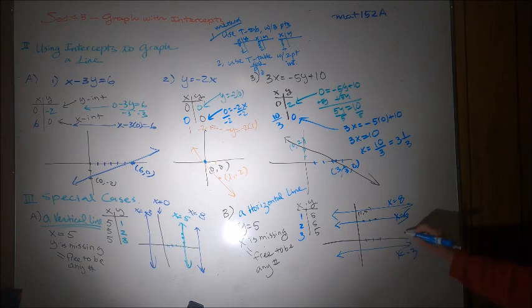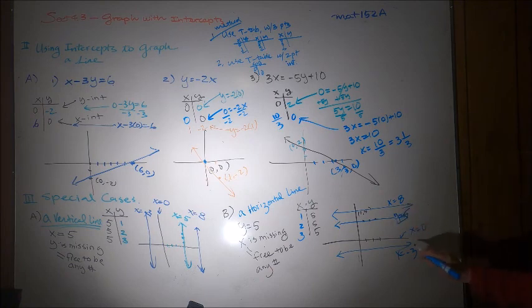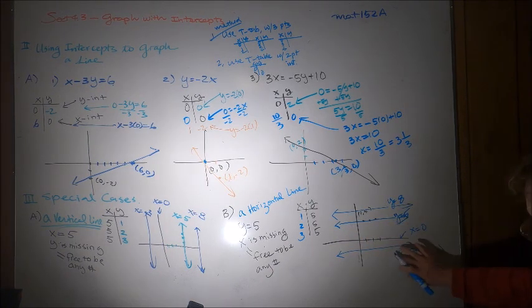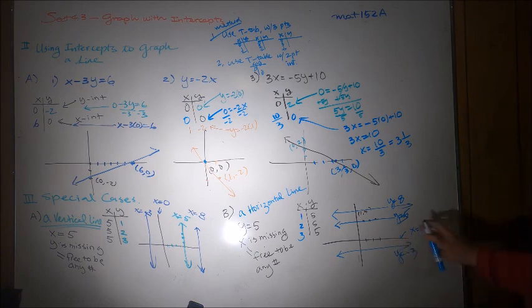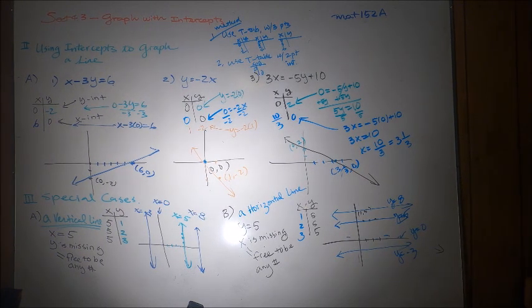Then x-axis would be what? X is 0. Oops, that's not right. Should be y. No wonder it looks funny. So that would be y equals 5. That's y, because x is free to run. All right, sorry. So that would be y equals 0 for this line. X can be anything, right?